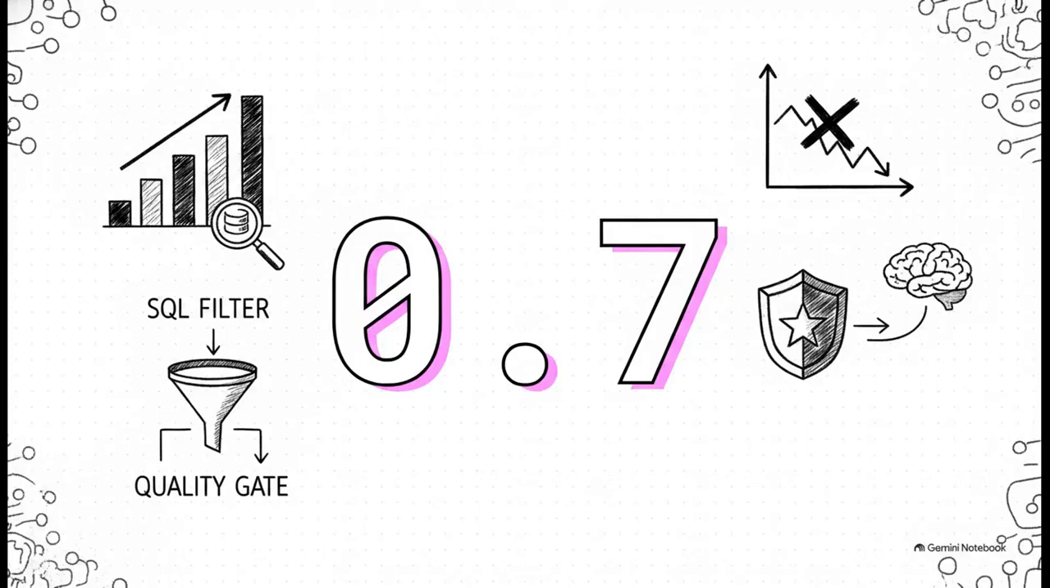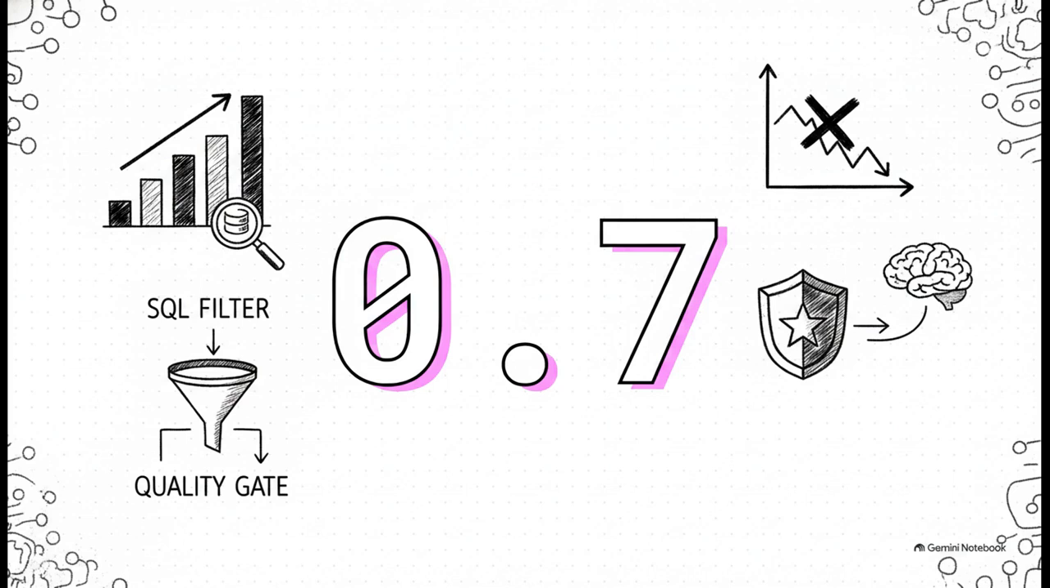But you've got to be careful. And the crucial point here is this number, 0.7. So what is that? It's your success score threshold. Think about it. If you just pull up the most similar past tasks, the AI might retrieve a past trajectory that completely failed. By enforcing a strict SQL filter where the success score must be greater than or equal to 0.7, you create the ultimate quality gate.